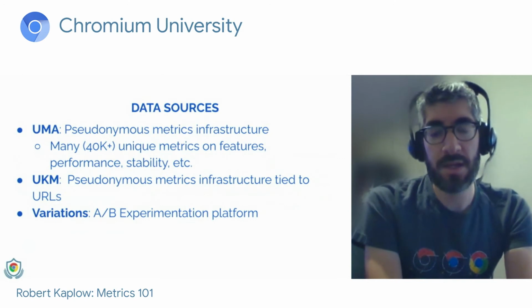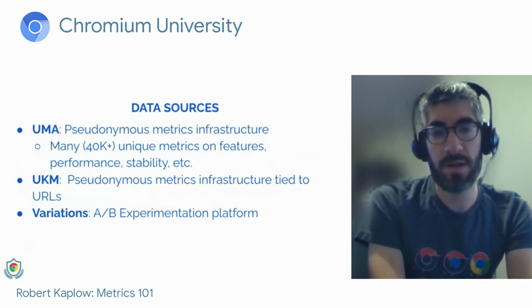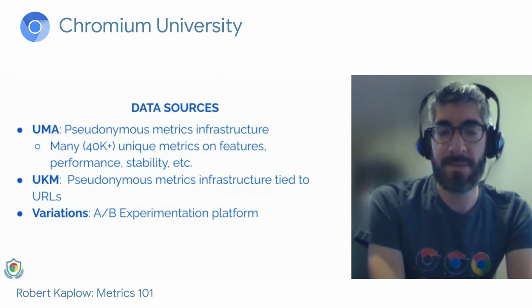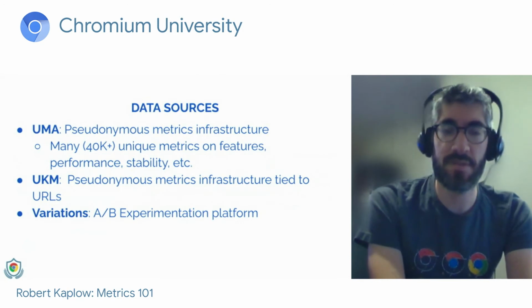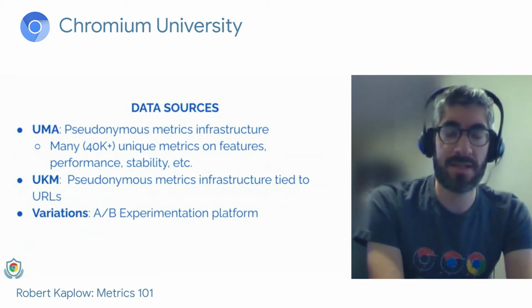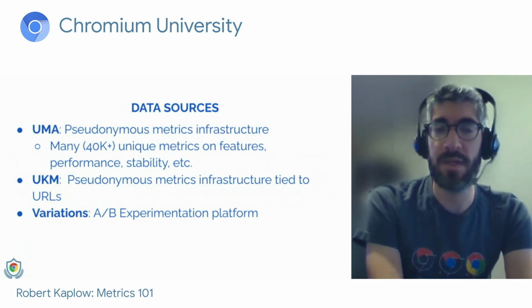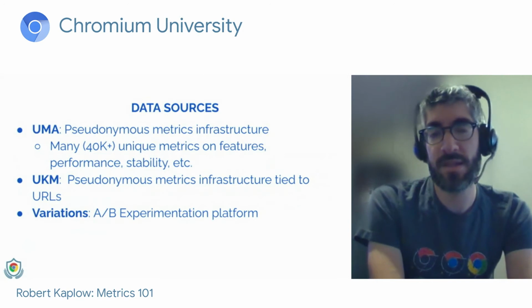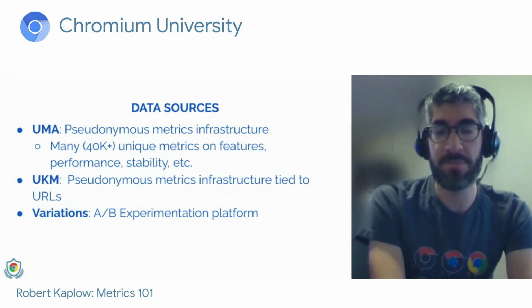Next, I want to talk a little bit more about what is called variations. Internally to Google, we call that Finch. And this is an A/B experimentation platform. So this isn't a data collection system per se, but it integrates both with UMA and UKM. So when you launch a feature and you're experimenting on it, as I described before, you may have a few different variants that you're testing. The variant that a user is in is tagged in the UMA and UKM data. In this way, on the analysis side, we can determine which variant is performing better.